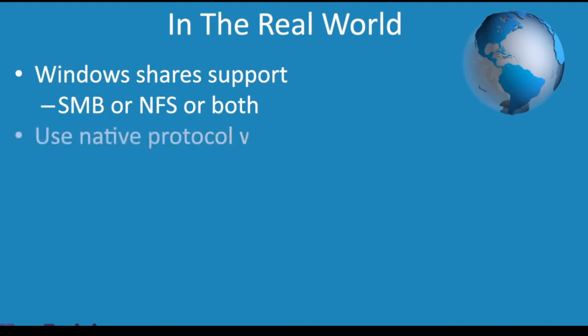In the real world, it is best to use a native protocol when possible. If you are connecting two Unix computers together, it is best to use NFS. If you are connecting two Windows computers together, it is best to use SMB. Even though both protocols achieve file sharing, there are differences in the way Windows and Unix-based systems handle file systems and users that use these systems. Mixing the two systems can lead to problems.